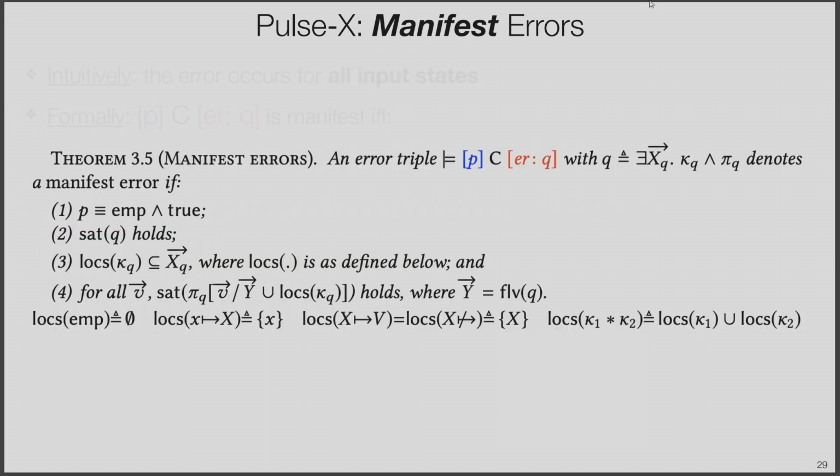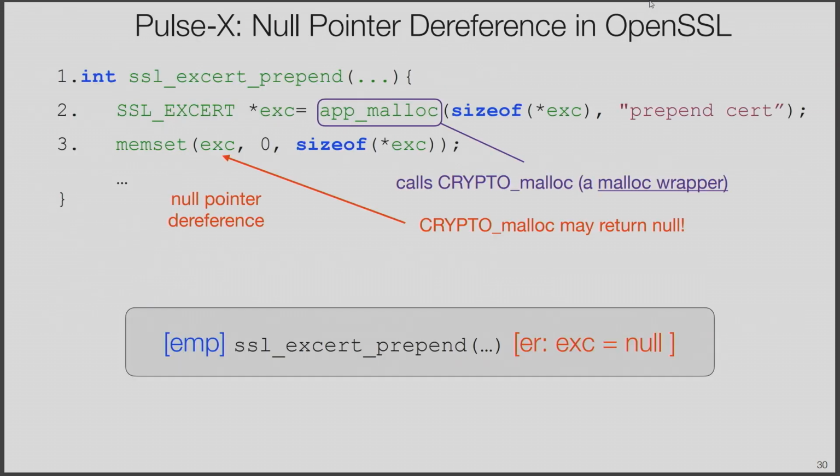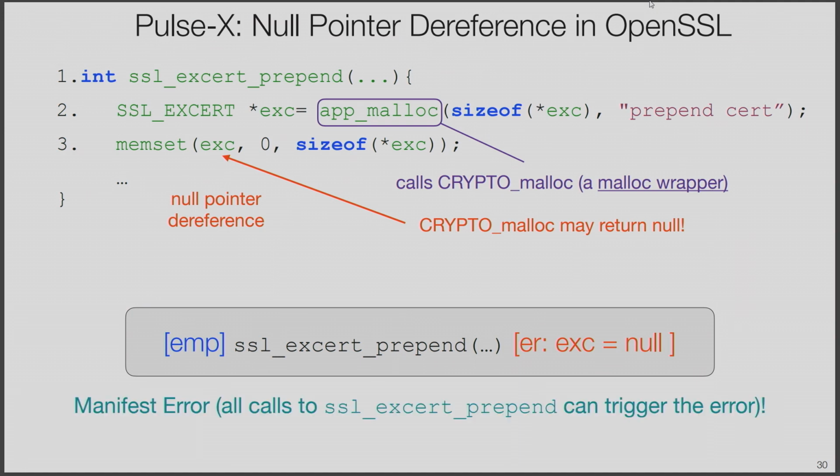Right, so this is the exact same thing that I just said. It's in the paper that if these conditions hold, then what you have is a manifest error, and you can easily report it to the user. So if I go back to the example that I just showed you here, this is a manifest error because intuitively, like you saw, I'm not even looking at the arguments, the input. It's possible for the error to happen regardless of what you call the procedure with. And you can see, there are no locations here, there are no logical variables here, so the conditions that I just showed you trivially hold, and I am starting from emp and true anyway.